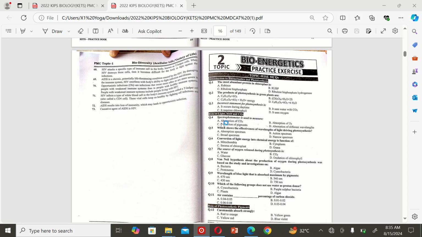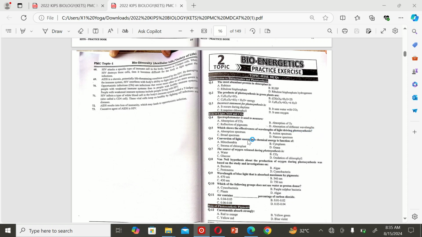The next MCQ is: spectrophotometer is used to measure A. Absorption of CO2, B. Absorption of O2, C. Reflection of pigment, and D. Absorption of different wavelengths. So the correct option is B, absorption of O2.